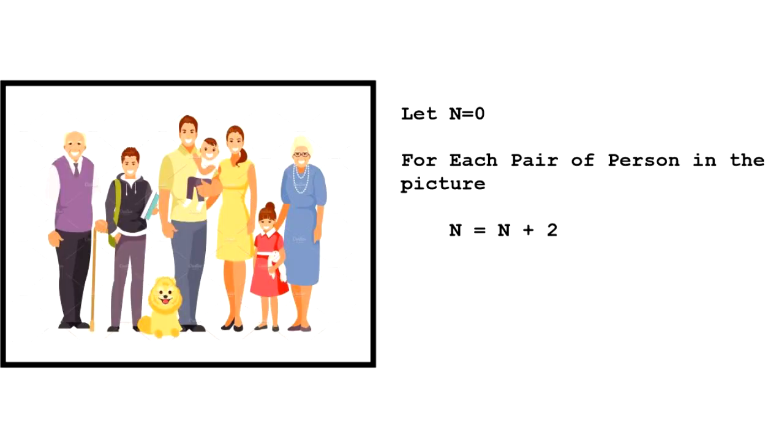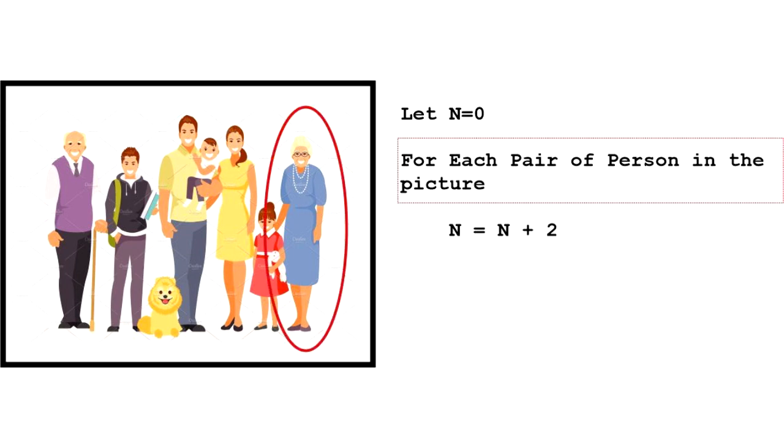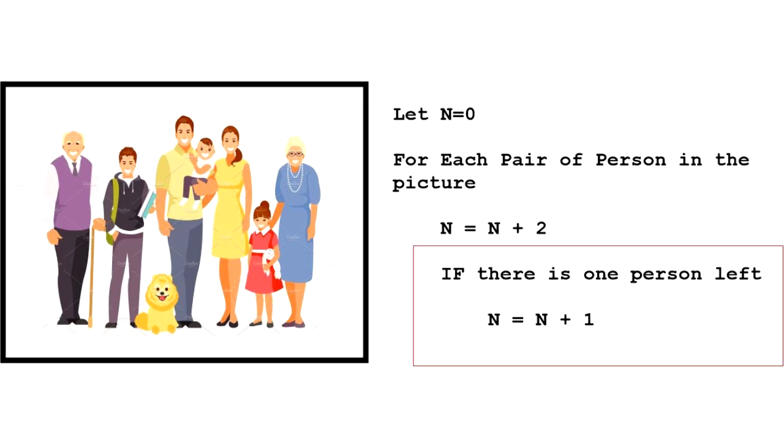So let's take a look at another picture. This time around, let's see, do you think that will work? Maybe not. If we're going to count manually without using the algorithm, there are actually 7 members. And that means that grandma here will be left behind. She will not be counted. So that means we're going to make some changes to our algorithm. So I'm going to add here another line of code that if there is 1 person left, then we add 1.